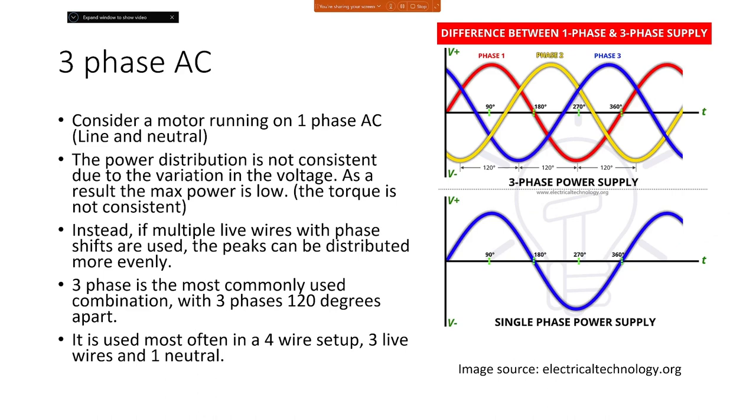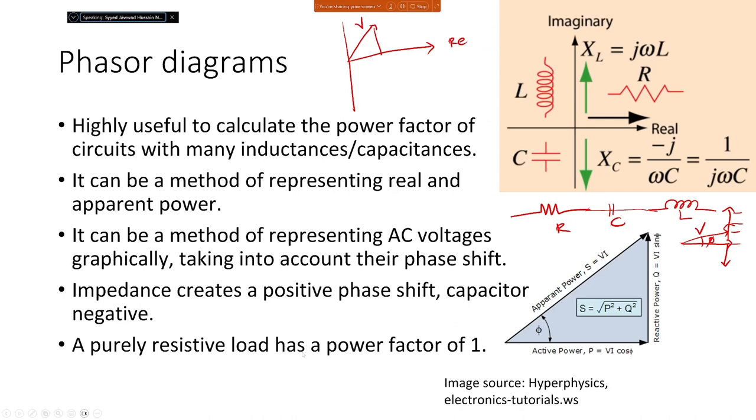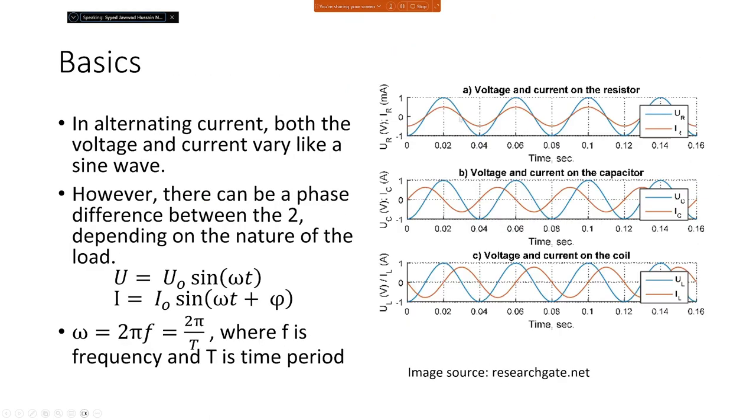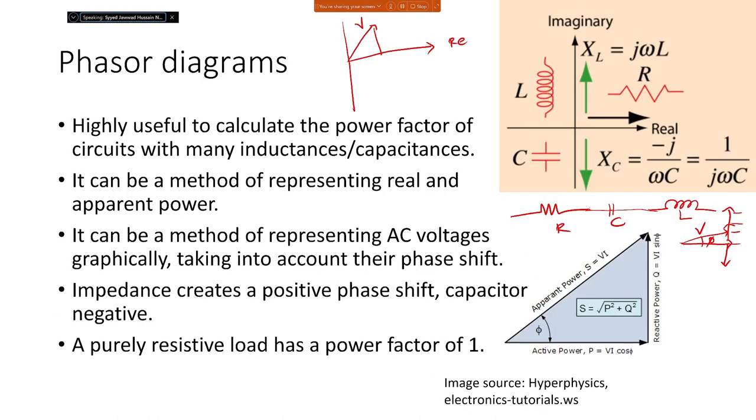Now let us look at, I didn't understand, what do you mean? Can you repeat again? A resistor has a power factor of 1 because the voltage and current are perfectly in phase. So cos of 0 degree, cos 0 is 1. Because you see there is no phase shift, so 0 radian phase shift, cos 0 is 1.